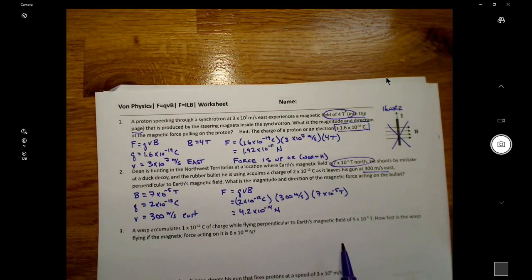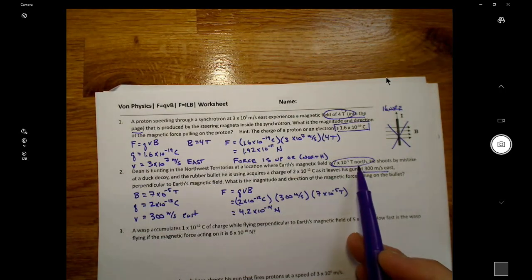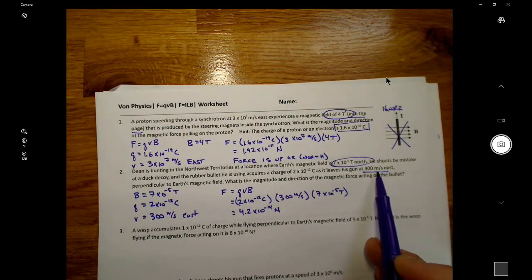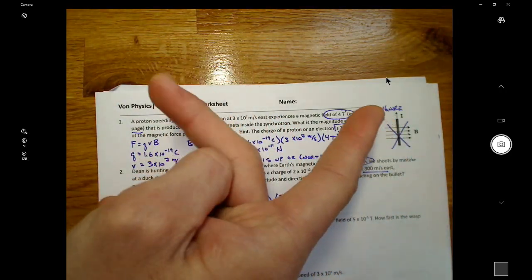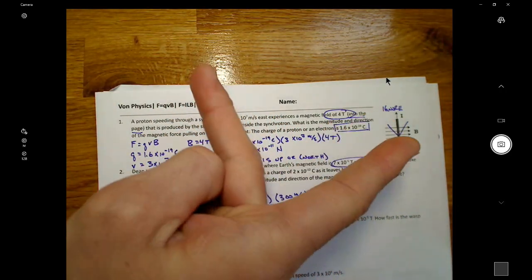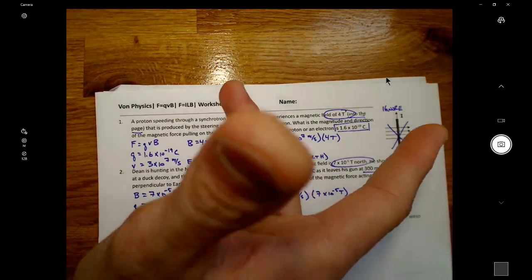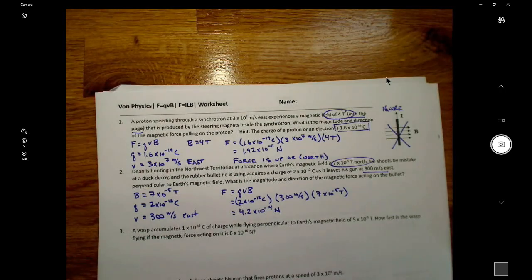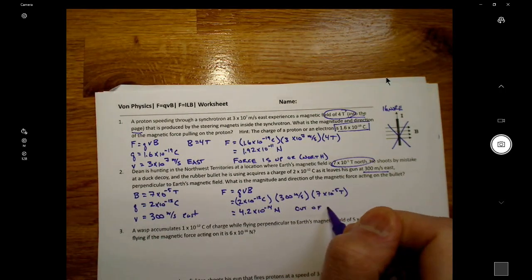And now we have to figure out the direction of this. So the magnetic field is north, which means up, and the charge is moving east, which is to the right. So index finger points to the east. My middle finger points north or up, and then my thumb is now pointing out of the page. So this comes out of the page.